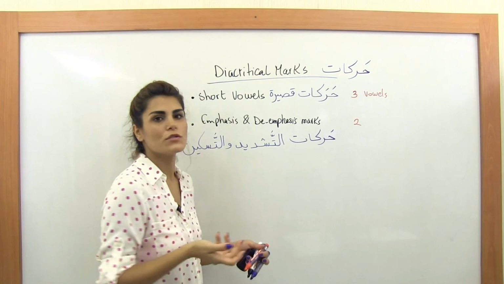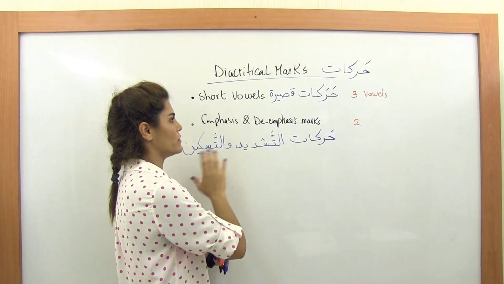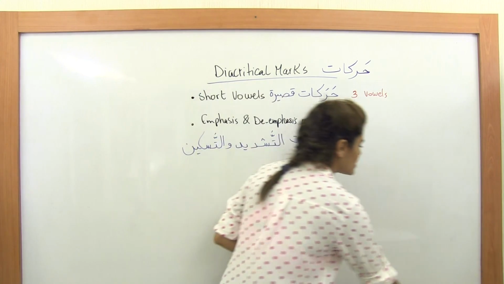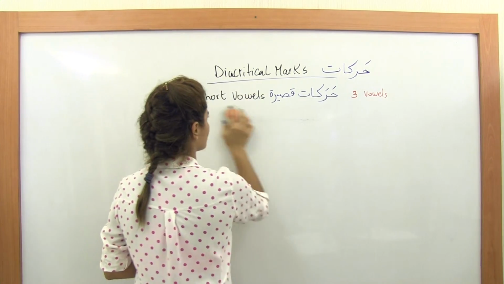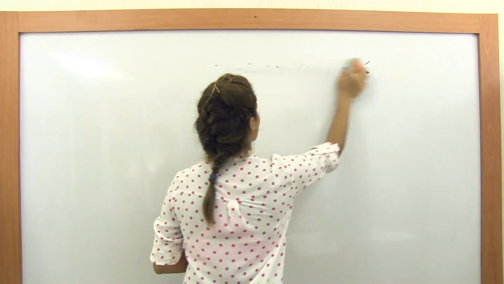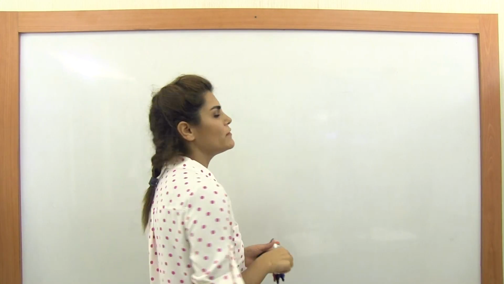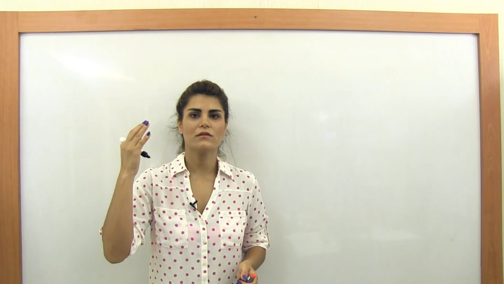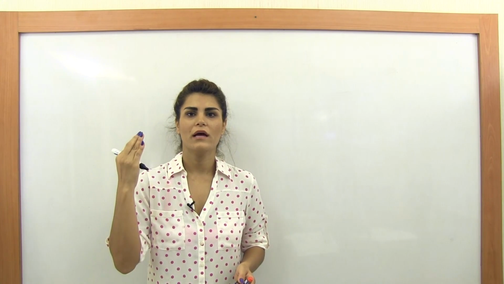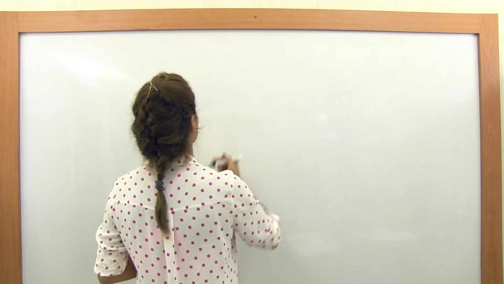Let's start with the short vowels, okay? I'm going to erase now, after I wrote it and you can see it. I'm going to erase and start with the short vowels, حركات قصيرة. We have 3 short vowels based on the sound a, o, and e. What they are called and how we pronounce them.